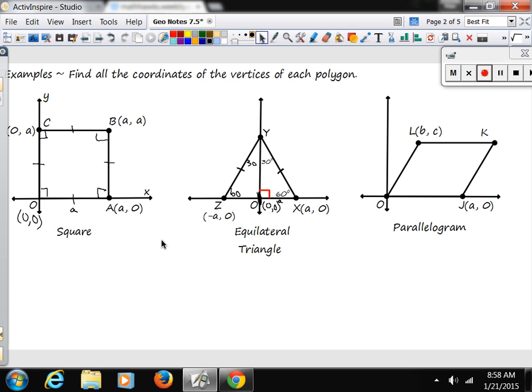0 and 1. Got an answer? I haven't heard it yet. I have not heard the answer yet.